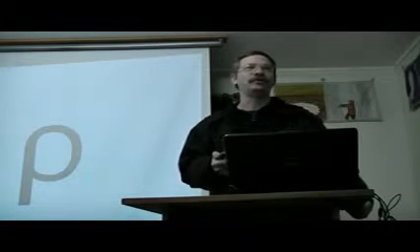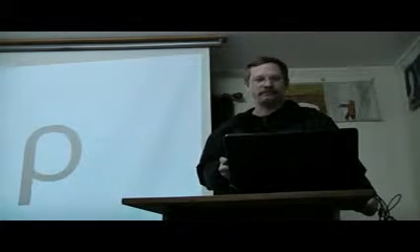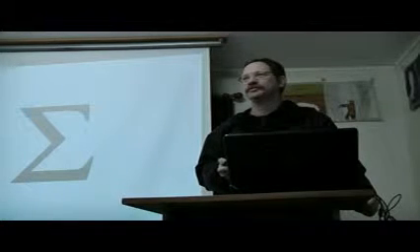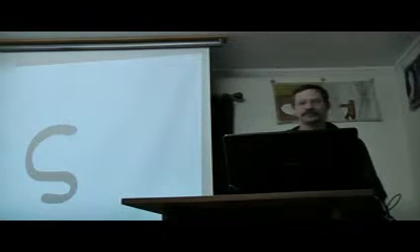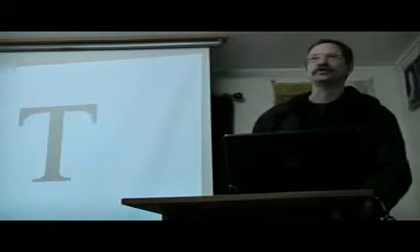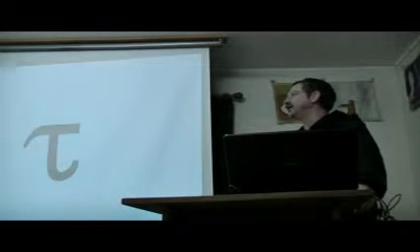R. This is the rho, and it has an R sound. S. These are all forms of the sigma, which has that S sound. T. The tau with the T sound.